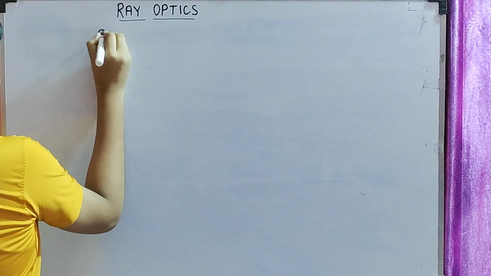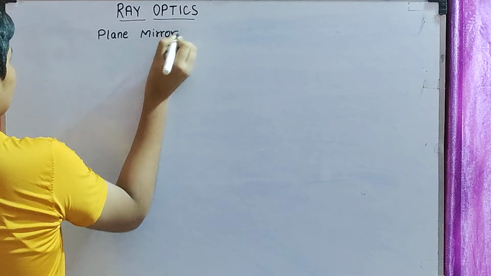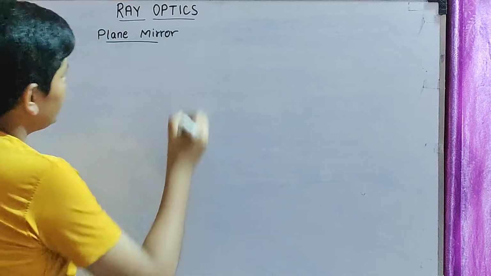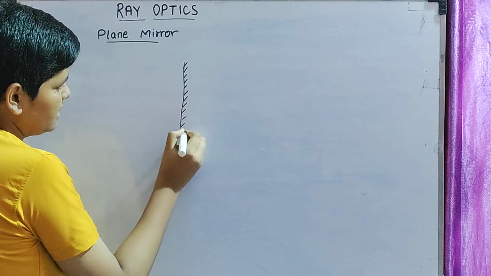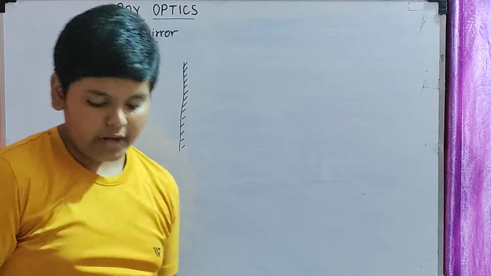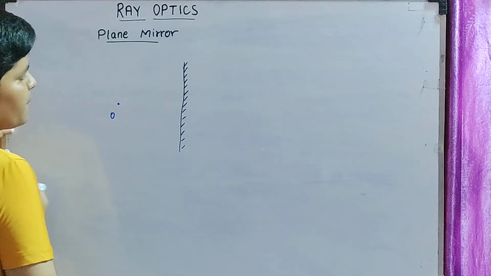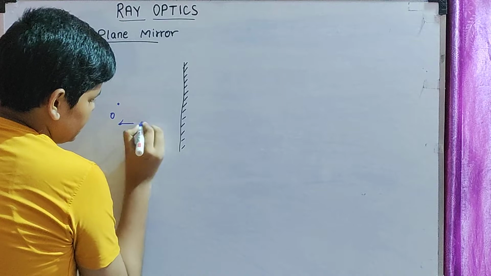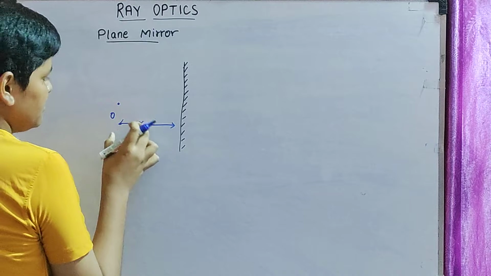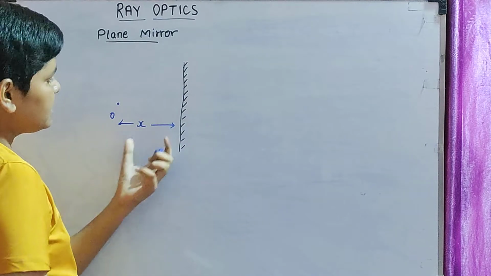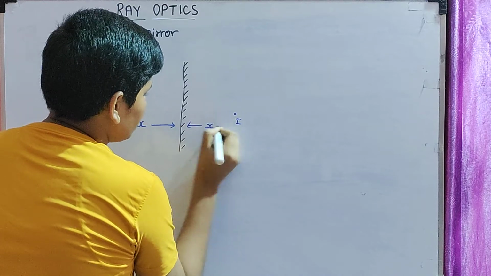Plane mirror. So let us take a mirror over here like this. This is our plane mirror. Now we have one object over here. Let us take a point object O. Now this distance is said to be x. The object is here. Then in case of a plane mirror, at the same distance the image will also be formed, I. This distance is also x.